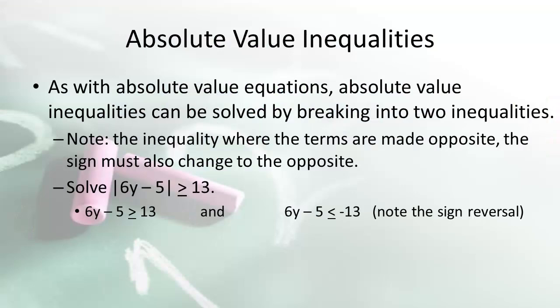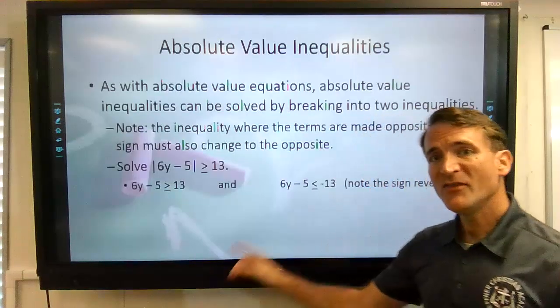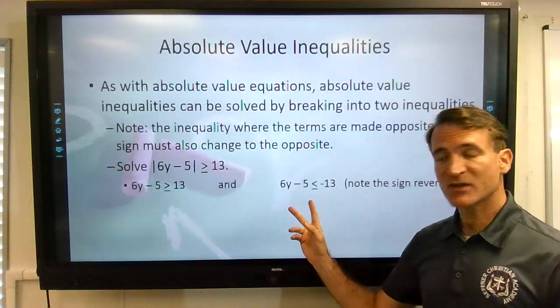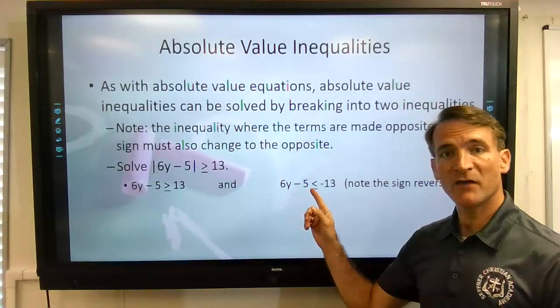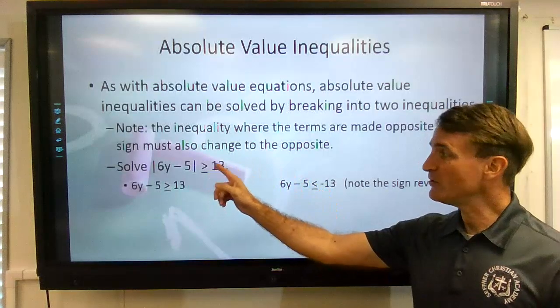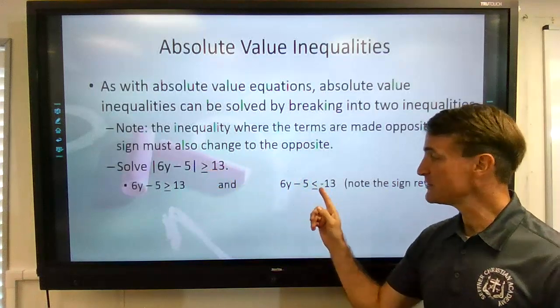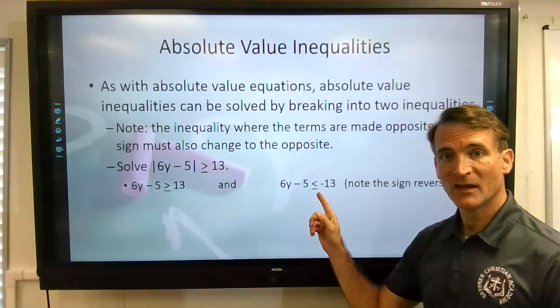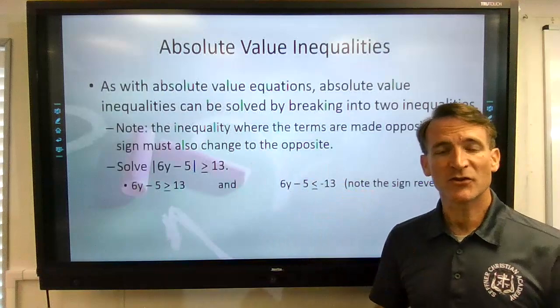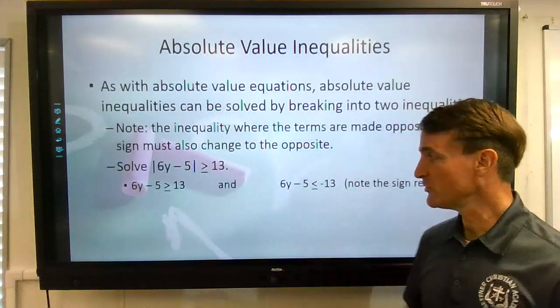So the first equation, we just dropped the absolute value sign. We have 6y minus 5 is greater than or equal to 13. On the second equation, though, remember I did all three parts. I dropped the absolute value sign, so it gives me 6y minus 5 on the left. I flipped my inequality around, so now instead of being greater than, it is less than or equal to. And I changed all the values on the other side. In this case, it was just the 13, so that became a negative 13.